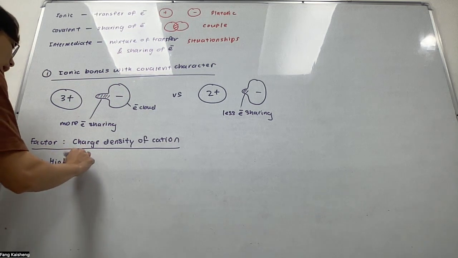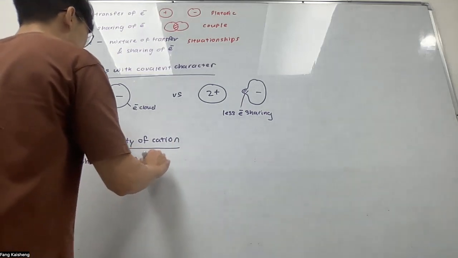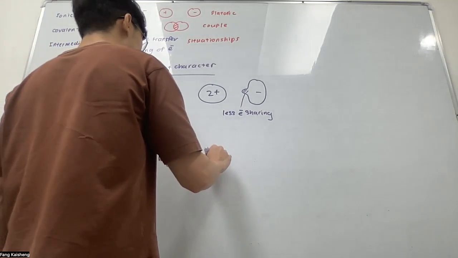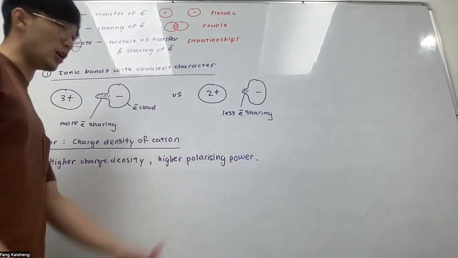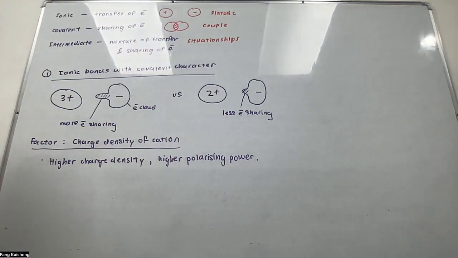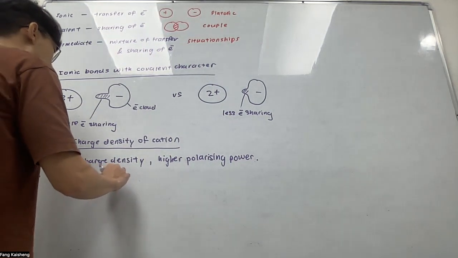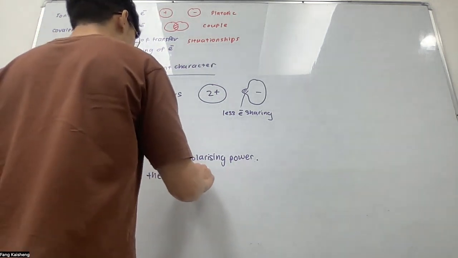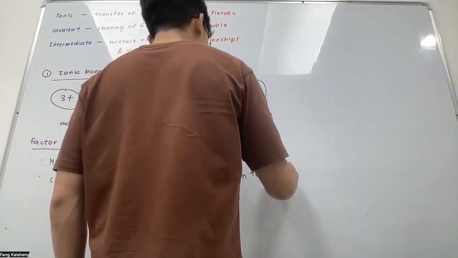So let's look at the explanation now, guys. When the cation has higher charge density, what happens? There will be this thing called higher polarizing power. What does polarize mean? I will just explain it a bit. You can think of it as the ability of the guy to attract a girl or something like that. So the higher the polarizing power, that means the cation can polarize the electron cloud of the anion to a larger extent.